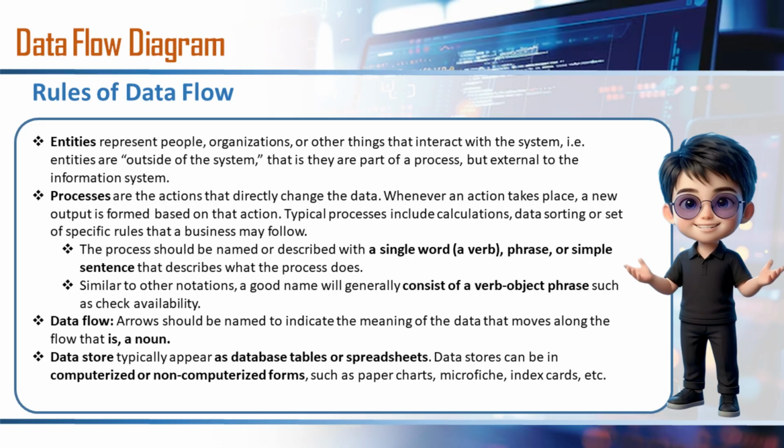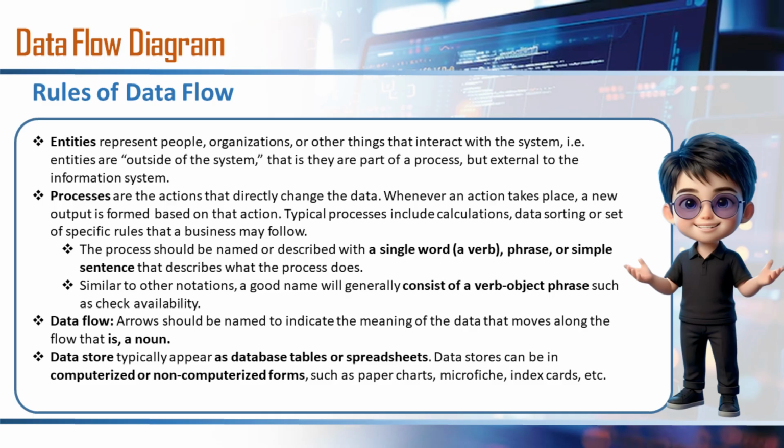Now, let us identify the rules of data flow when creating a data flow diagram, DFD. Entities represent people, organizations, or other systems that interact with the system. They're considered outside the system because they are external to the information system, even though they may interact with its processes. Processes represent actions that transform or change data. Whenever a process occurs, it produces an output based on the input data and the rules applied. Typical processes include calculations, data sorting, validation, and the application of specific business rules.